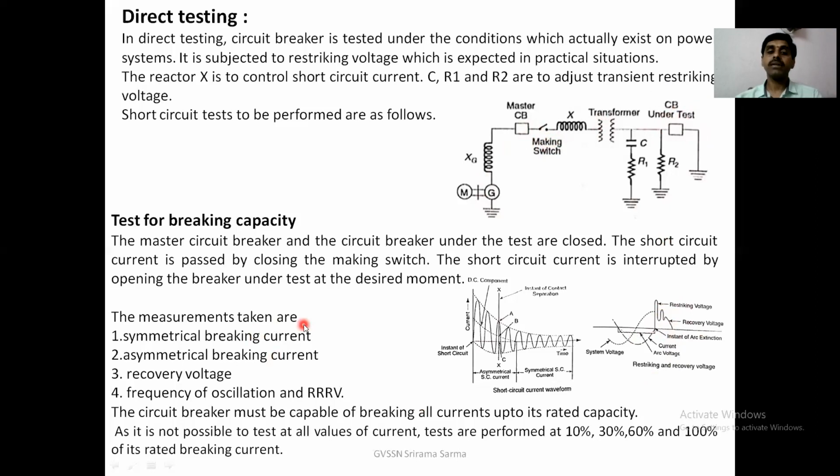The measurements taken are the symmetrical breaking current, which is the RMS value of the AC component of current; the asymmetrical breaking current, which has both AC and DC components; the recovery voltage, which is the power frequency voltage; the frequency of oscillations; and the rate of rise of restriking voltage. These are the measurements under this test. The circuit breaker must be capable of breaking all currents up to its rated capacity. But it is not possible to test all values of current. Therefore, the tests are performed at 10%, 30%, 60%, and 100% of its rated breaking current.